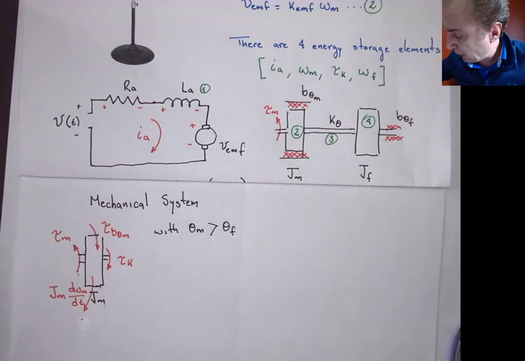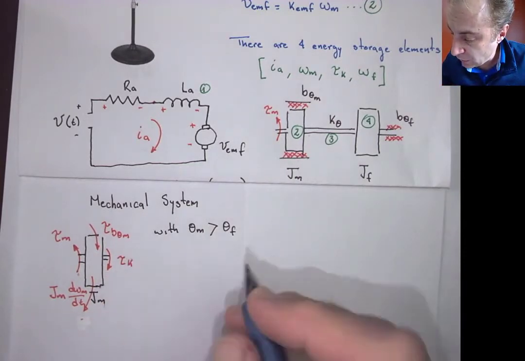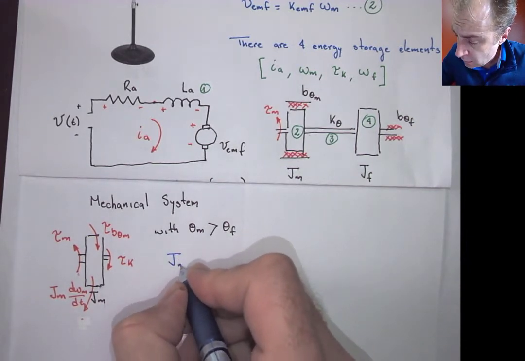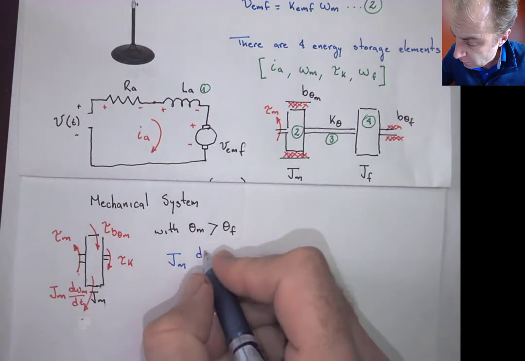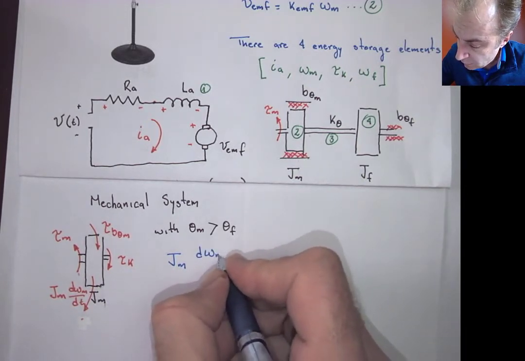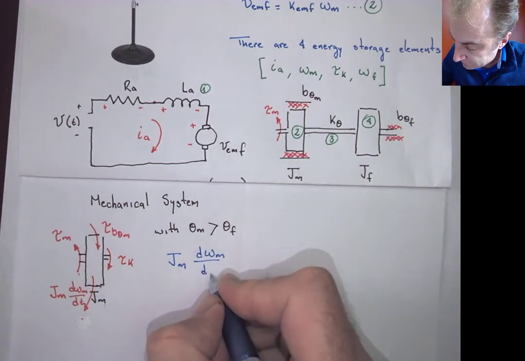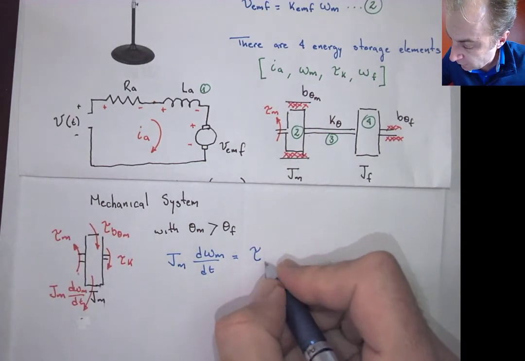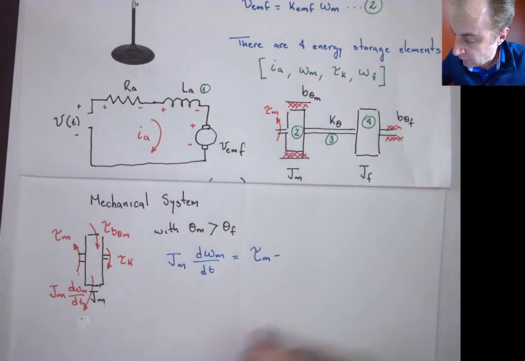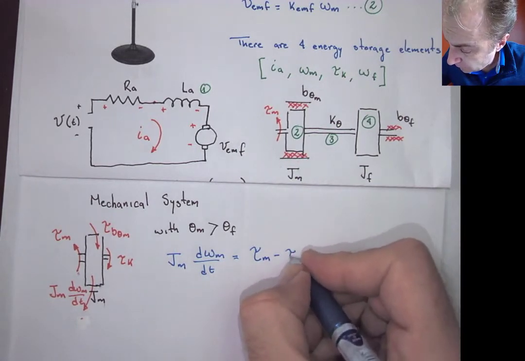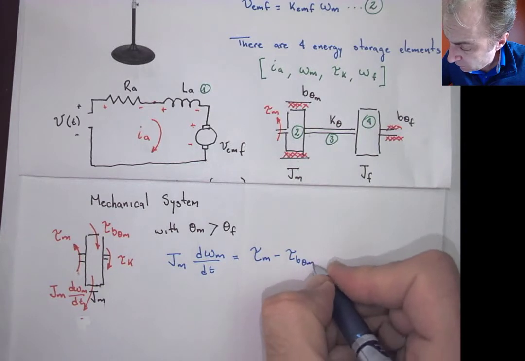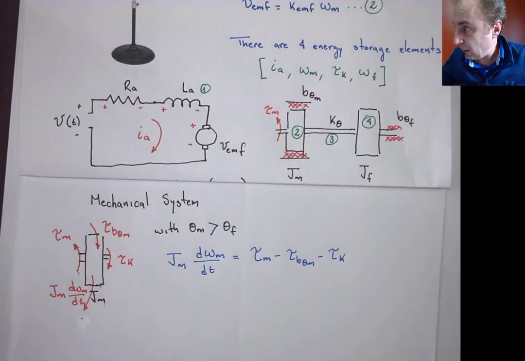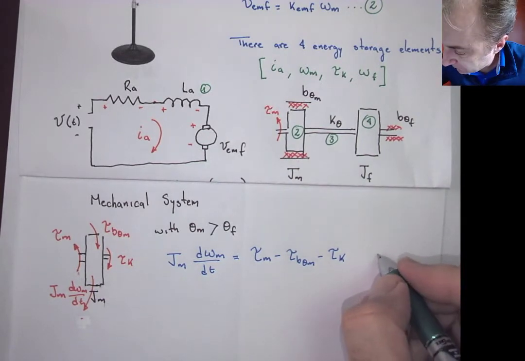So based on that, we can create now our constitutive equation using Newton's second law. So Jm times the time derivative of omega m is going to be equal to the input, which is tau m minus, now we're going to write all of them, tau b theta m minus tau k, and that would be equation, I believe it was 8.